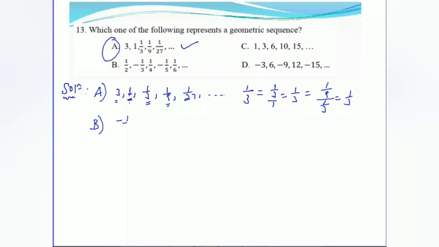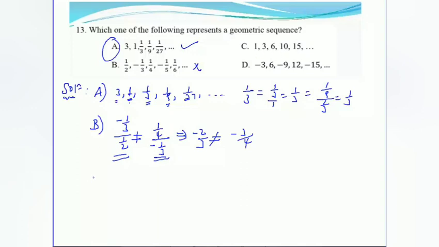The second term over the first, which is minus 1 over 3, is different from the third term over the second, which is 1 over 4. These two are different, because this one is minus 2 over 3, and this one is minus 3 over 4. They are different, therefore this cannot be a geometric sequence.